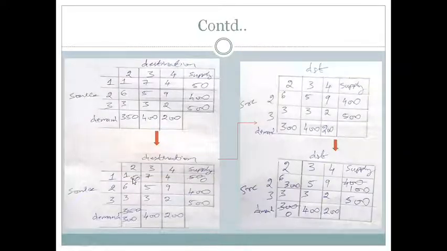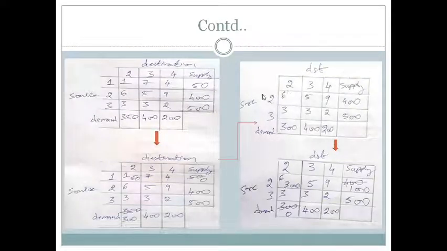50 is added here, and you subtract that 50 value from the supply and demand. So the supply becomes 0, demand becomes 300. And now again the same procedure. Whichever row or column becomes 0, you exclude that row or column. Okay, now we go ahead. We need to repeat this until we reach a stage where there is only one row or only one column left. Okay, so again we proceed further.